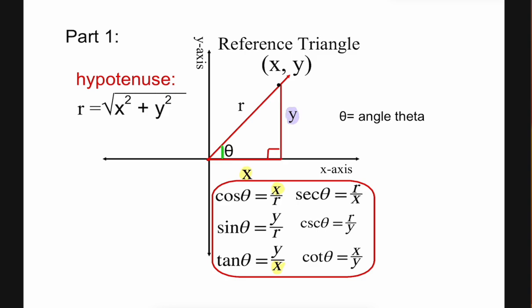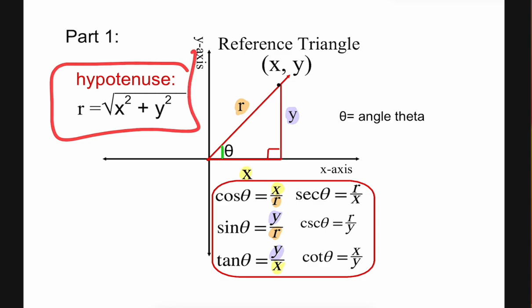Our y value is always our opposite, so you see that within the sine and within the tangent. And then our r value happens to be our hypotenuse, and we see that hypotenuse in our cosine and our sine. And then, of course, these are the reciprocals. The reciprocal of our cosine is our secant, so it's r over x. The reciprocal of our sine is our cosecant. The reciprocal of our tangent is our cotangent.